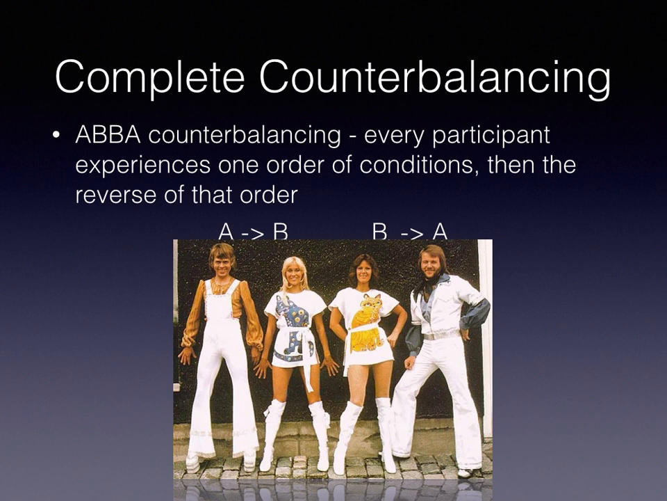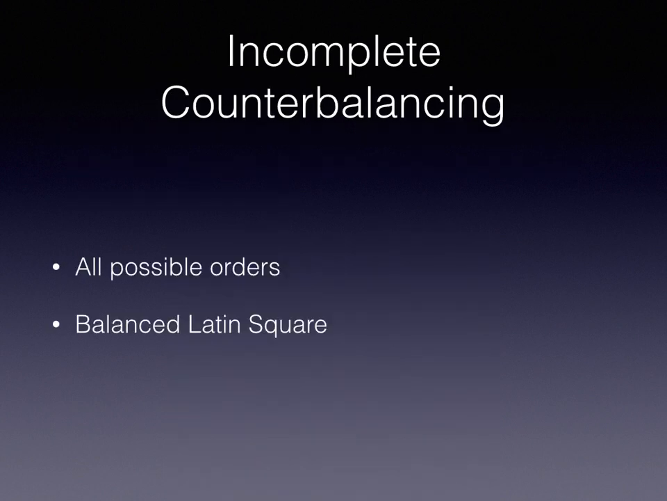But you can do it with more than 2 conditions. So you could have first A, then C, then B, and then you'd reverse that order: B, then C, then A. It's complete counterbalancing because every participant experiences multiple orders, and we'll contrast that with incomplete counterbalancing, and I'll give you 2 examples of that.